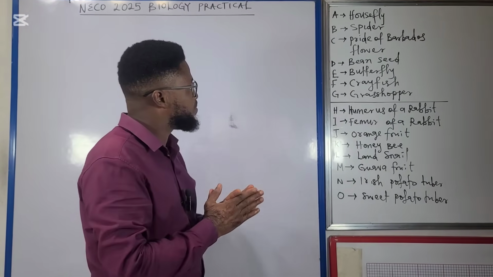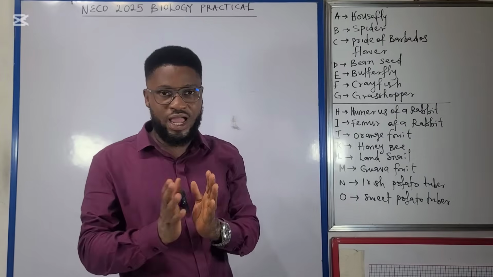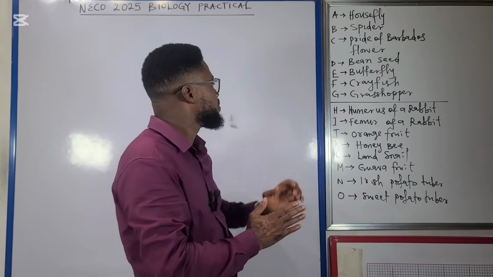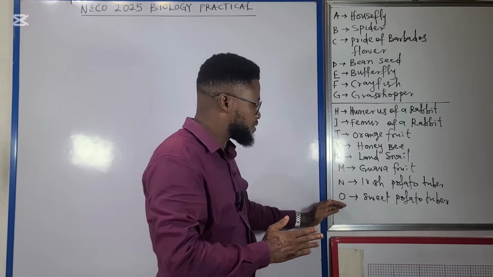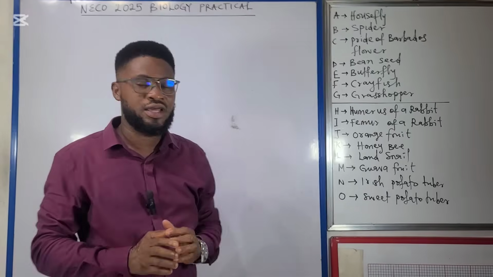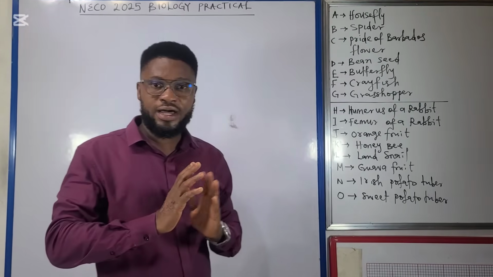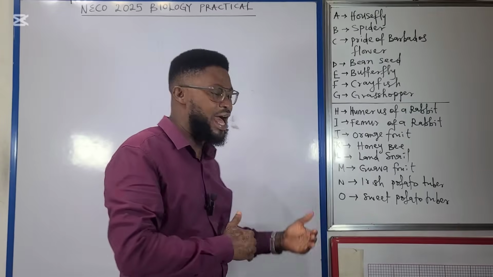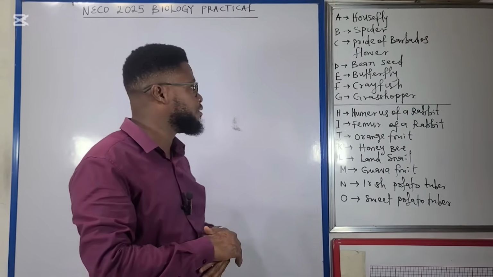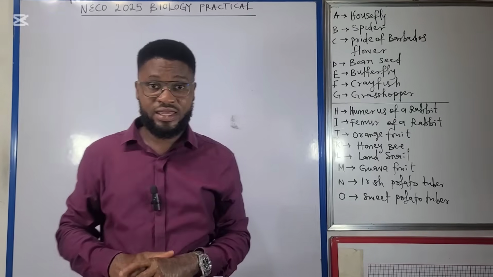So the plan is this: for specimen A to specimen G, we'll look at that in a lecture video. For specimen H to specimen O, we'll look at that in a second lecture video. And in a third lecture video, we'll be looking at the probable drawing. So how we start, how we end, how we label, and all of that. So let's get right into it.